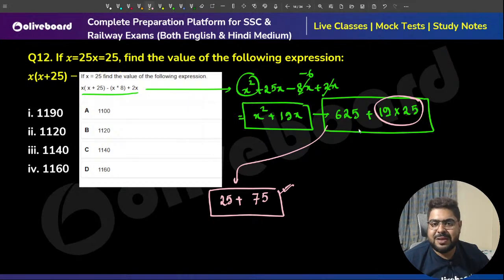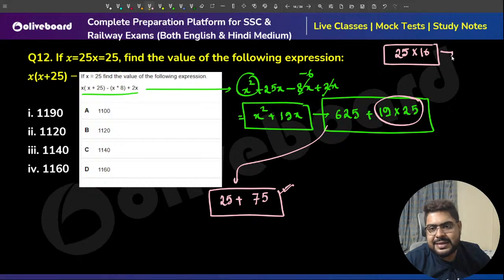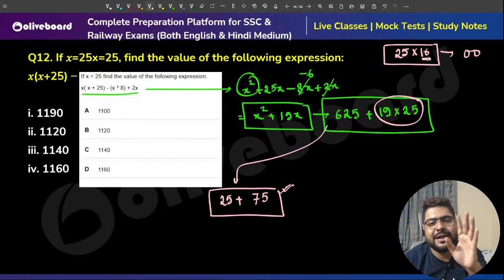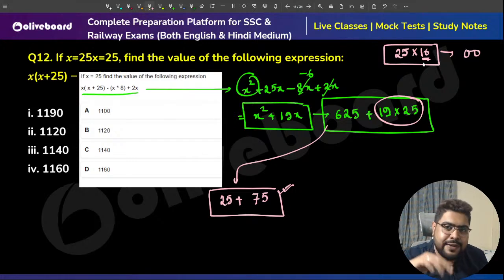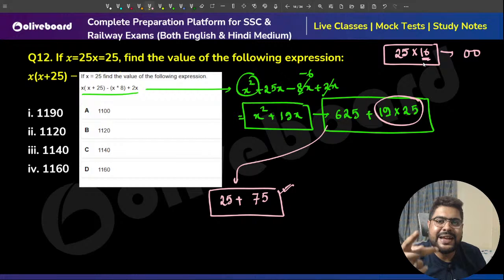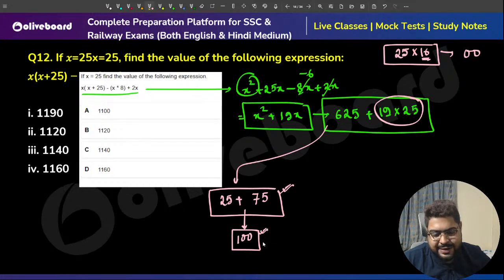Can I say this? Because 25 times 16, 25 into any multiple of 4, ends in 00. 25 times 16 is 400. So 17 will be ending in 25, 18 will be ending in 50, 19 will be ending in 75. So I can say my last 3 digits, whatever my answer is, it has to be 100.